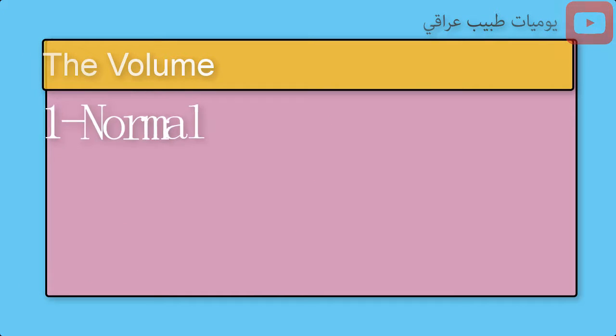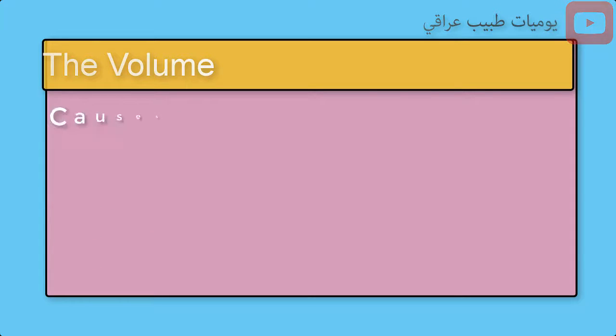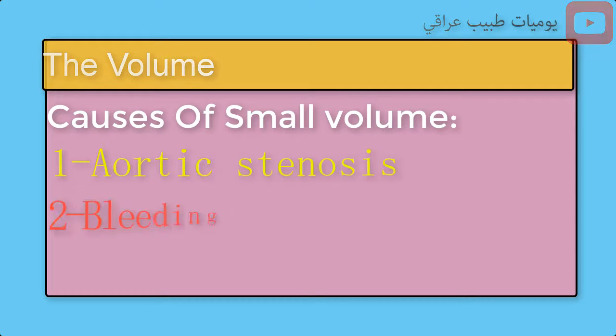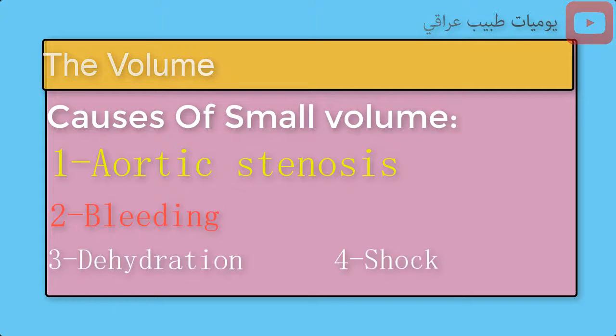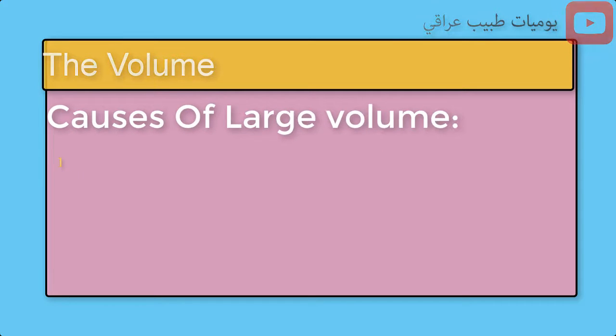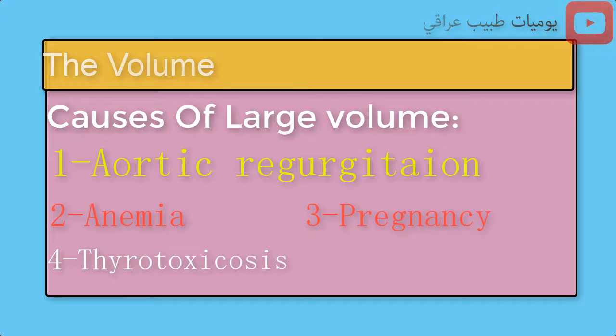The volume. It is either normal, large, or small volume. Small volume is due to aortic stenosis, bleeding, dehydration, and shock. Large volume is due to aortic regurgitation, anemia, pregnancy, thyrotoxicosis.